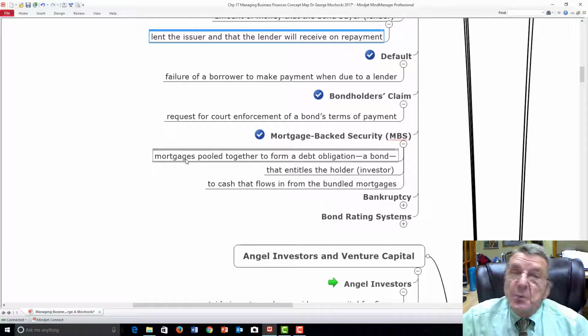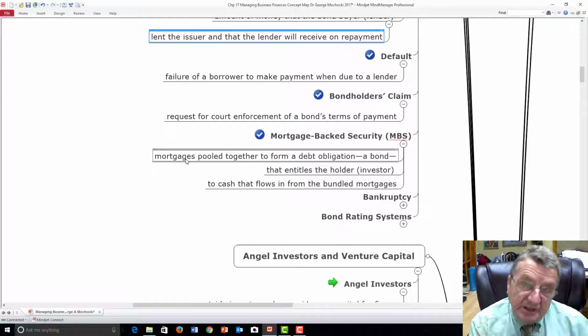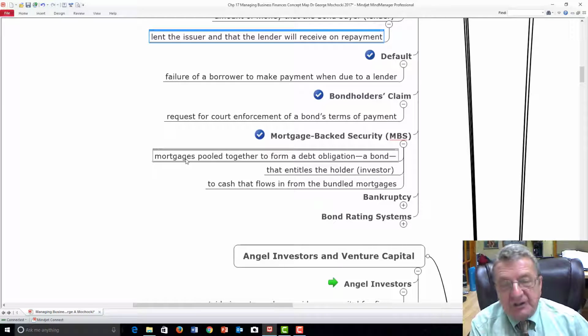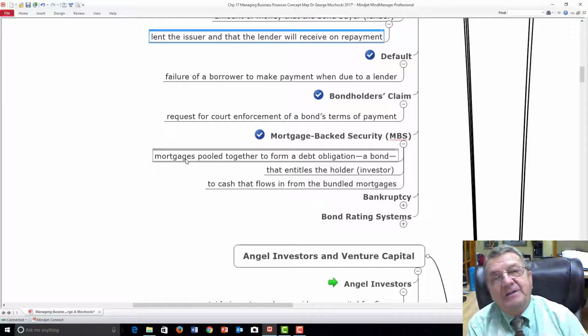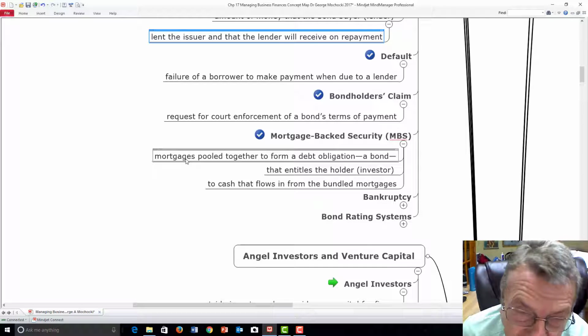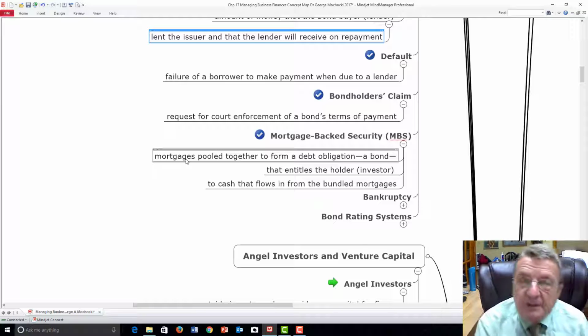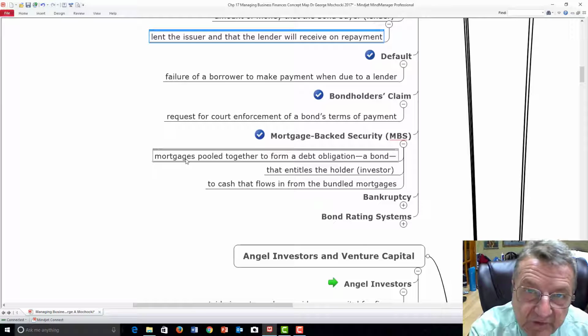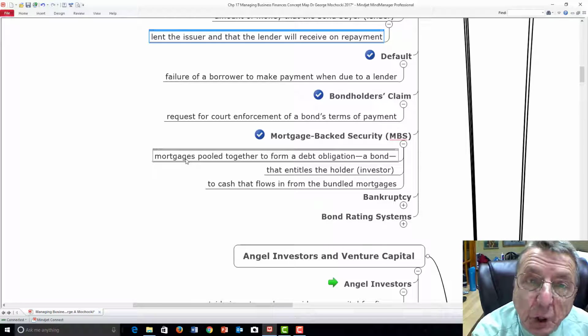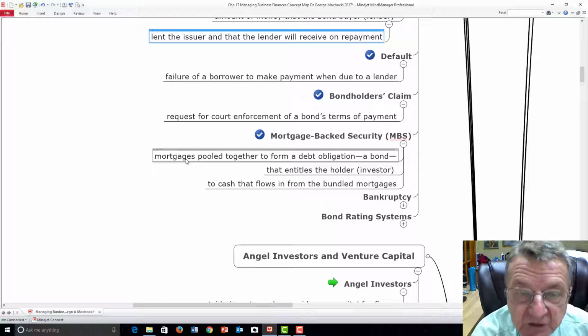Mortgage-backed securities. Mortgages pooled together to form a debt obligation or a bond that entitles the holder, the investors, to cash flows from bundled mortgages. Now, be careful. This is what happened when the mortgages crashed, because they kept on putting all these bonds in here. The banks were just getting out mortgages because they didn't have to maintain them. They went in here, and then went to another one, and they bought, and people after a while forgot who the heck owned it. Be careful. Now they have more rules and requirements, but still look at the terms and conditions.